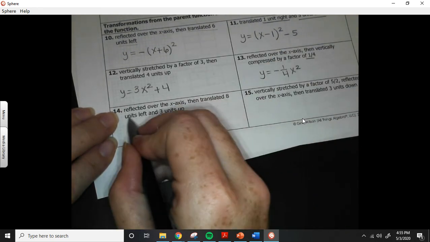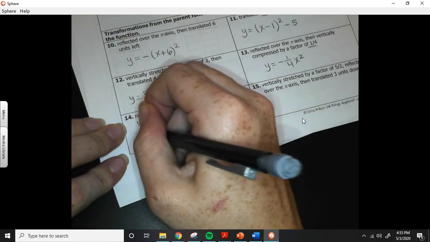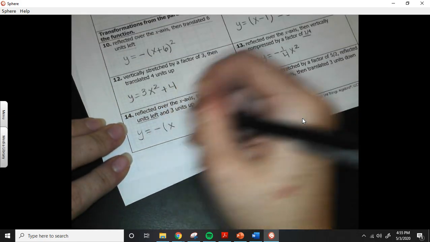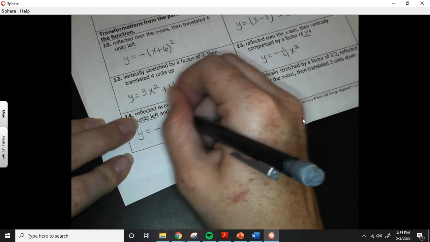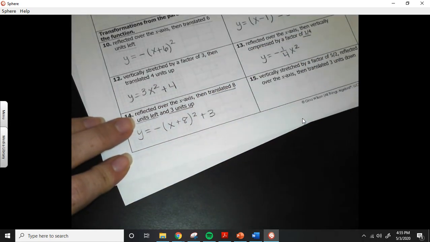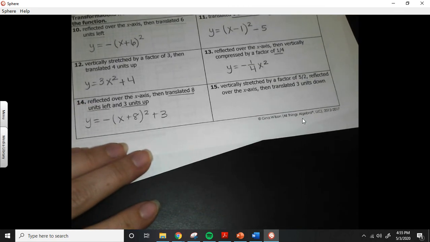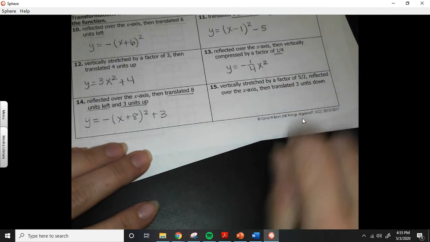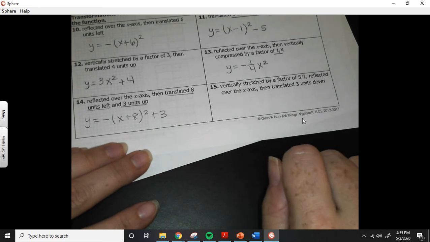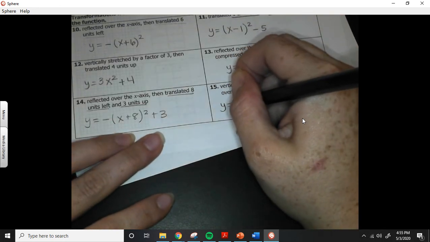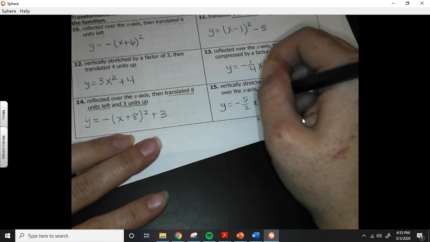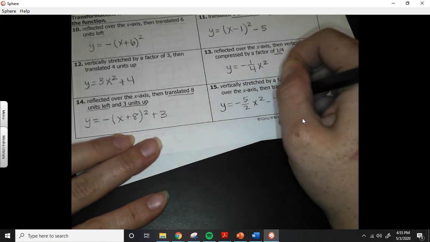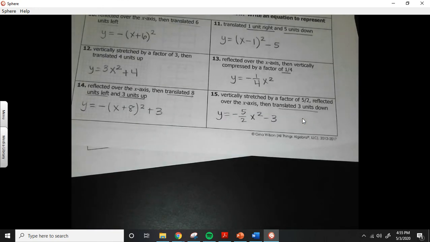We also have a horizontal, so I know I need parentheses. So y equals a negative parentheses x. I'm going 8 left, so it's +8 squared, and then 3 up means +3. And then finally, it's a stretch, a reflection, and then down. No horizontal, so no parentheses. Y equals a -5/2 x squared -3. And that's it. This is so fun. I love it.